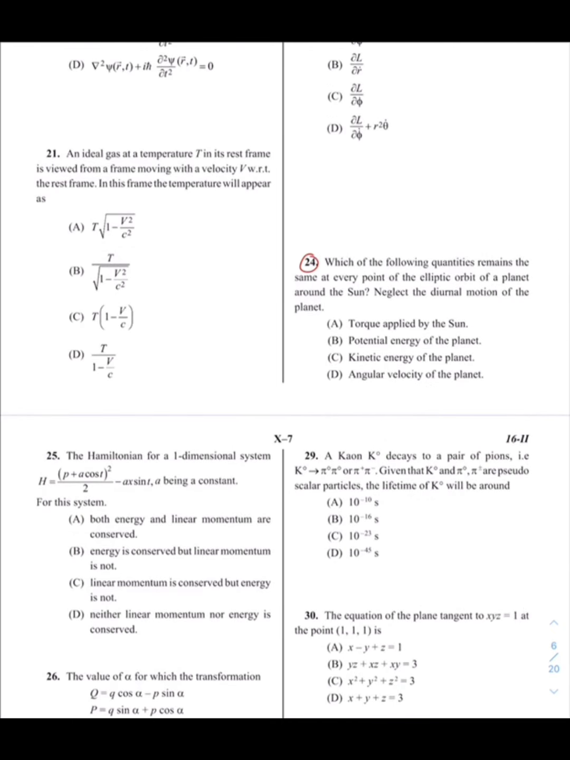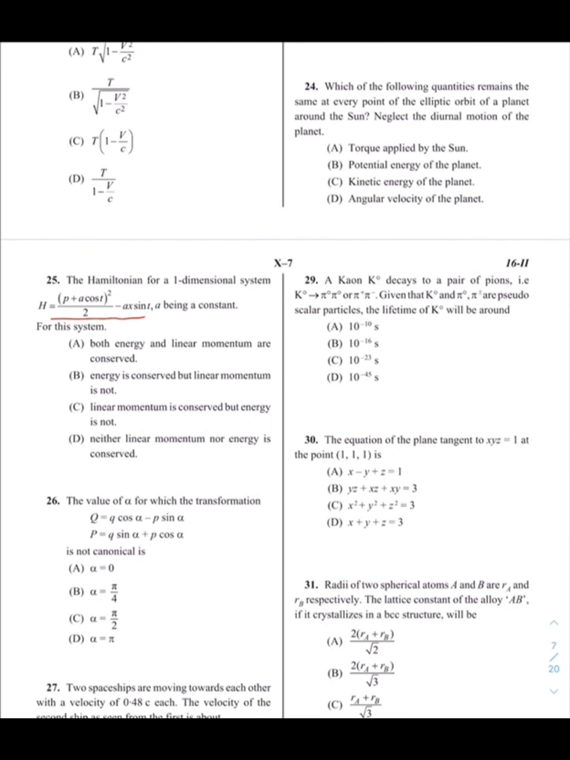Problem 24. Which of the following quantities remains the same at every point of the elliptic orbit of a planet around the Sun? So we know from Kepler's law that the angular velocity of the planet remains constant always. So option D is the correct answer.